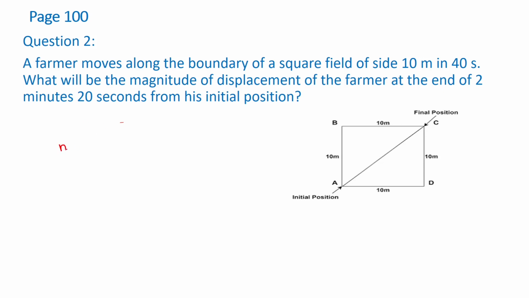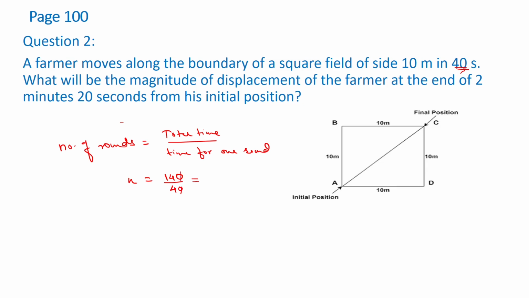So we can say number of rounds is equal to total time divided by the time taken for one round. Total time is 2 minutes 20 seconds. 2 minutes means 120 seconds, and 120 plus 20 is 140 seconds, divided by the total time for one round, which is 40 seconds. So we can divide it by 40.